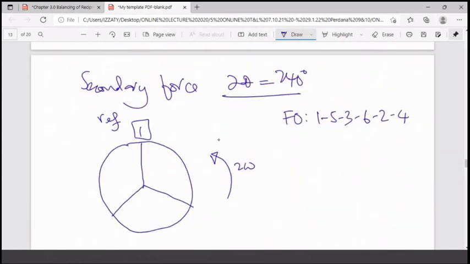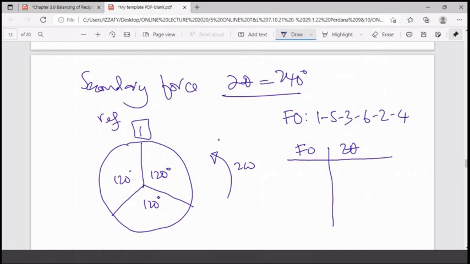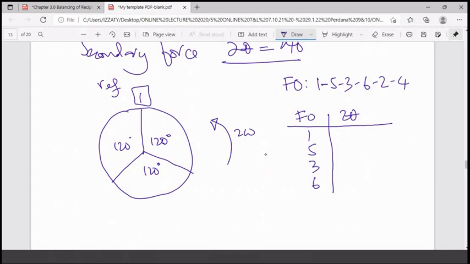So now, where will number 5 be? And you know that this one is 240, another 120, another 120. So, first number 1, then every one is 240, isn't it? So you start with, for example, this one. Put it here. This one is theta. Put it 2 theta. This one defines the order. We have 1, 5, 3, 6, 2, 4. Theta now is 0. This one is 0 degrees, correct? The next one, 5, is 240.